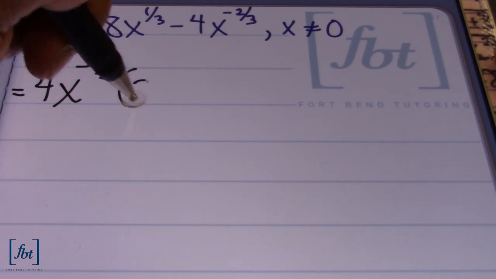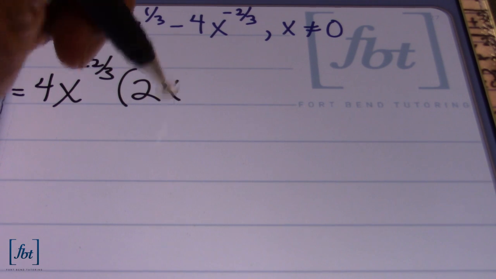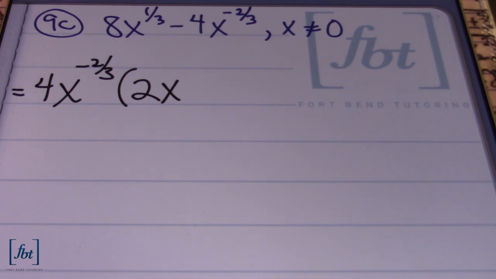4 goes into 8 twice, right? So you'll have x to the first power now. See, 1/3 minus negative 2/3 is the same as 1/3 plus 2/3. And 1/3 plus 2/3 is 3/3. And 3/3 is 1. Okay? You need me to write that down, don't you?